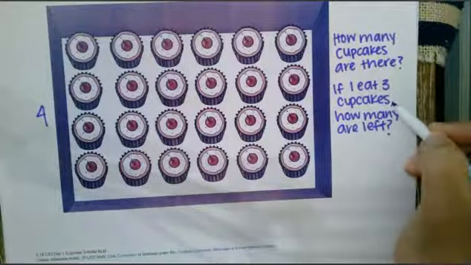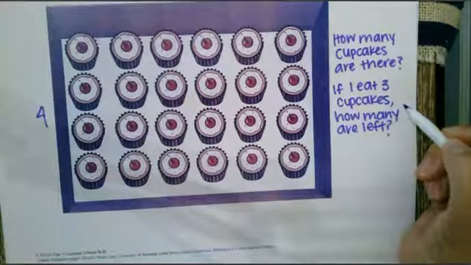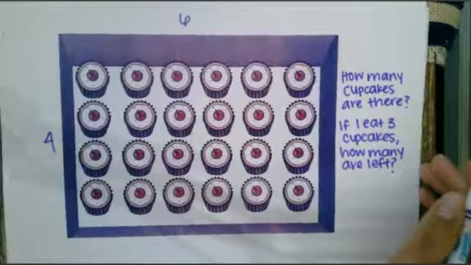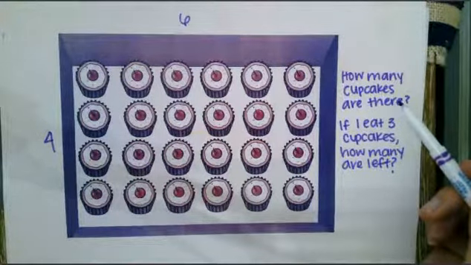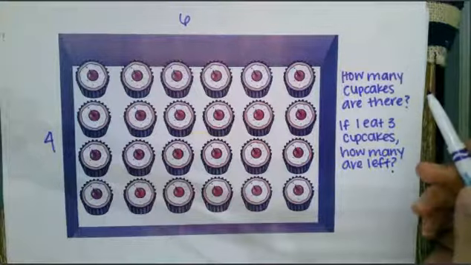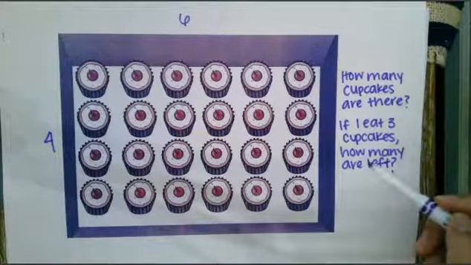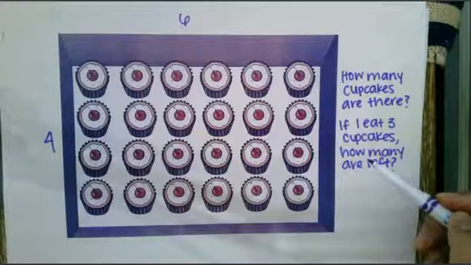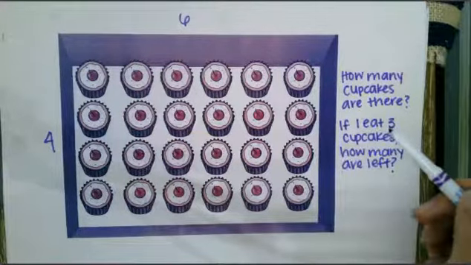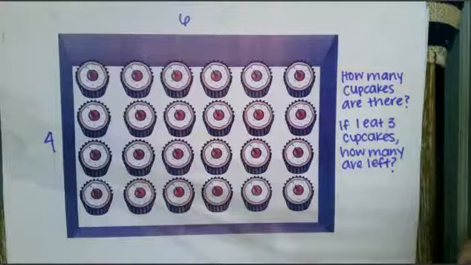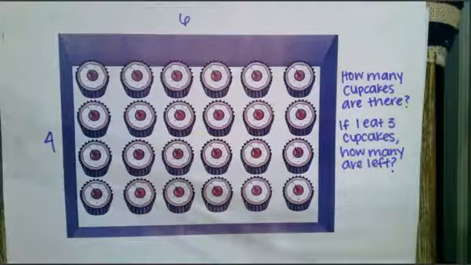In order to solve my second question, if I eat 3 cupcakes, how many are left? I would have to solve for my first question. Well, how many cupcakes are there total? This is a two-step problem where we need to do multiplication first and then subtraction. You can solve it in many different ways, and that's what we're going to be focused on today.